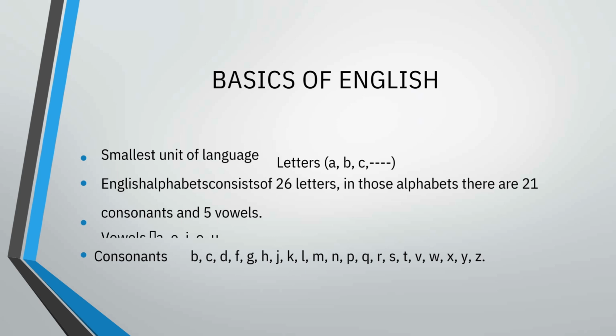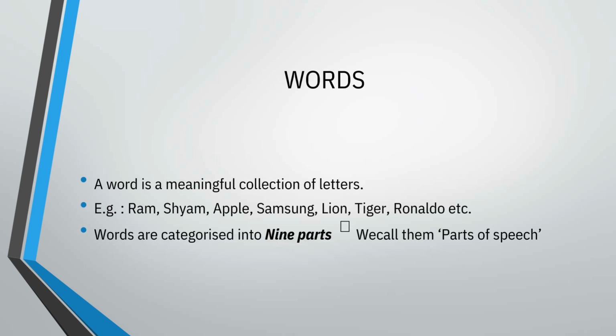Consonants are B, C, D, F, G, H, J, K, L, M, N, P, Q, R, S, T, V, W, X, Y, Z. Now, what is a word? A word is a meaningful collection of letters. For example: Ram, Sham, apple, Samsung, lion, tiger, Ronaldo, etc.